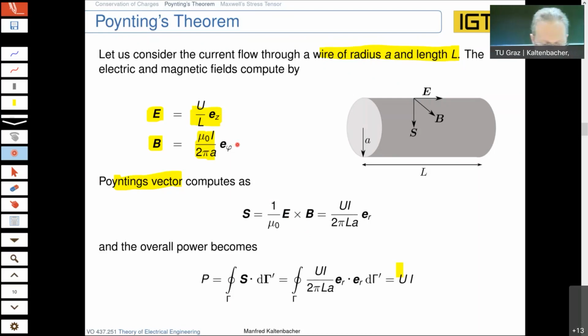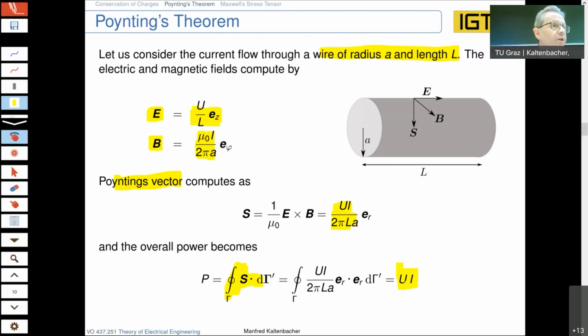And in this sense, we have just the multiplication of the amplitudes we have in front of the directions. And if you integrate now over the surface, we should get out the power. As you see, since this is all constant, the surface is also within the denominator, and this cancels out. So we just have the surface, 2 pi radius length, radius is a, and what we get clearly out is voltage times the current.